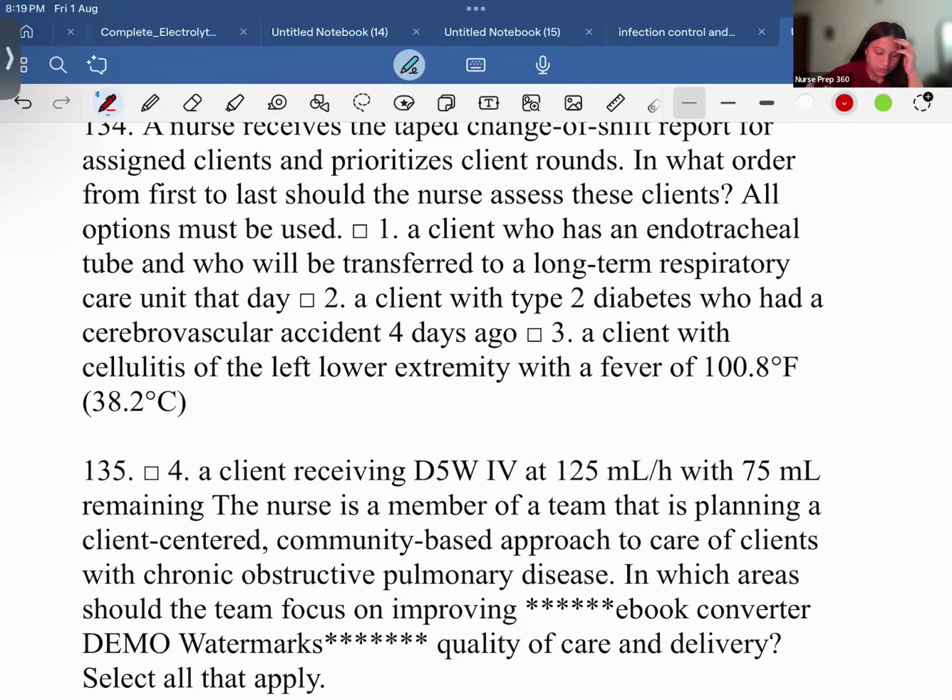So you have 4 patients. You need to see patients priority-wise. So which patient will you see first and which patient will you look at last? Read the patient. What is happening to patient 1? It is a patient in the respiratory care unit and the patient is having an ET tube.